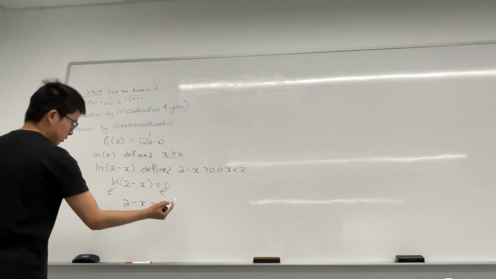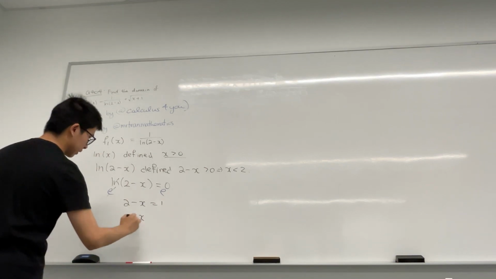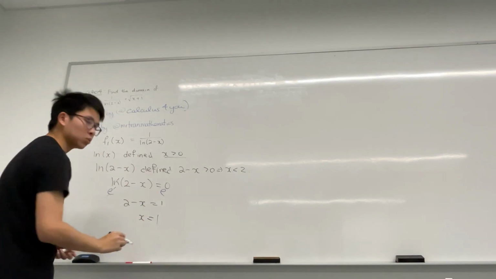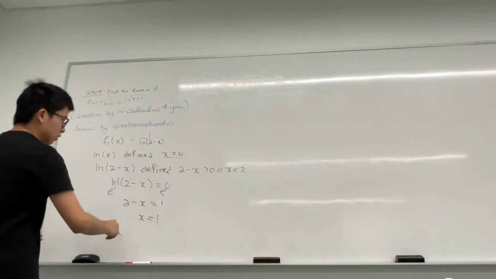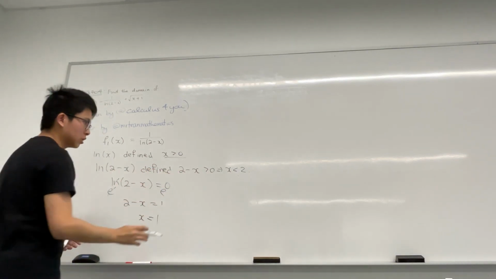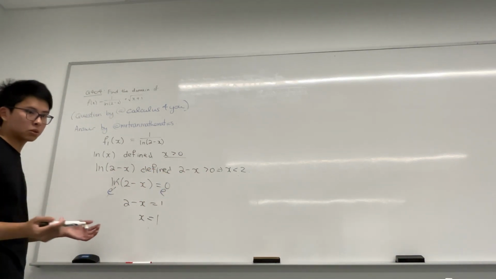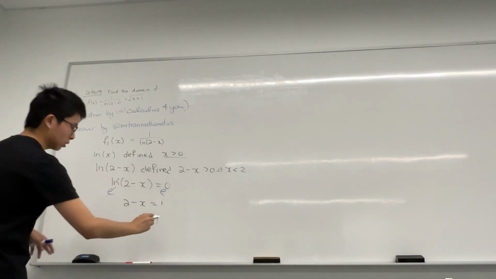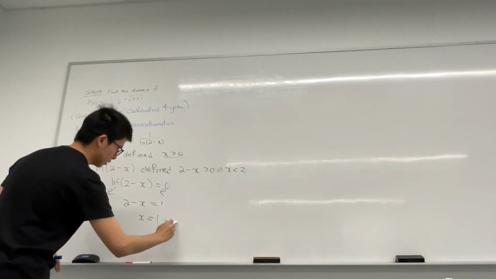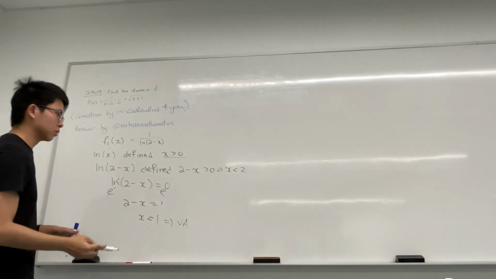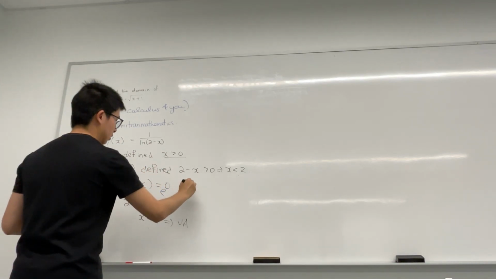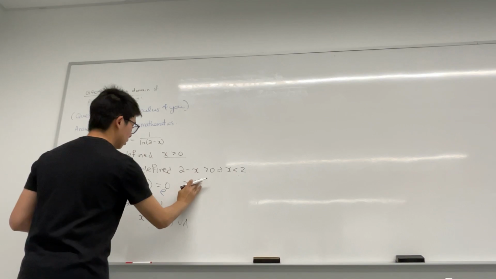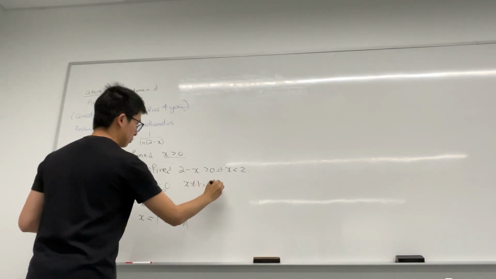And then from here, we would just have to solve for x, so that means x has to equal 1 over here. So we have x less than 2 and x equal to 1. That means that there's a vertical asymptote at x equals 1. So one thing is that x cannot equal 1, and x has to be less than 2.